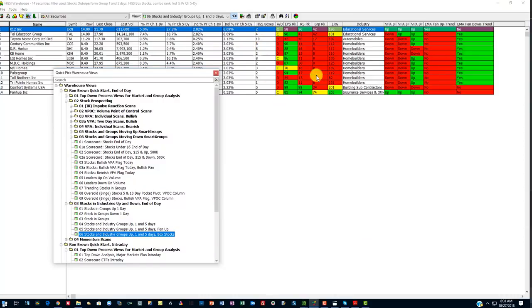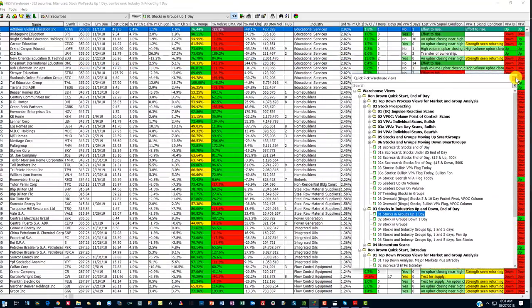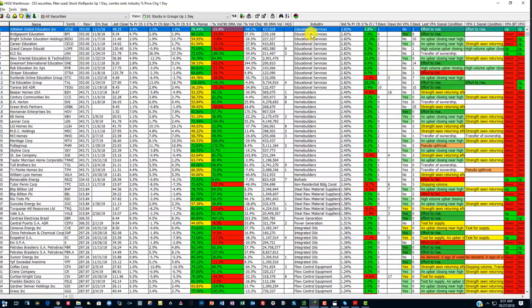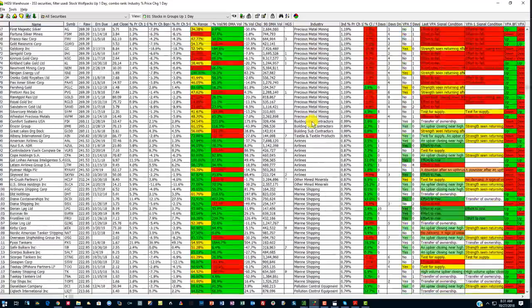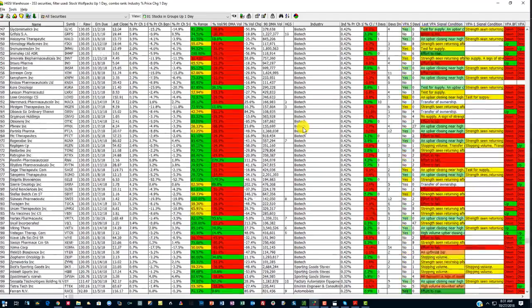These are the box numbers, and you can see that there are several within the home builders group. Now I'm going to go to a view that was in there before, stocks and groups up 1 day. In other words, this is number 1. These are groups that were up on Friday, and stocks within those groups that were up on Friday. So you can see that there were quite a few, actually, even though it was another disastrous day.